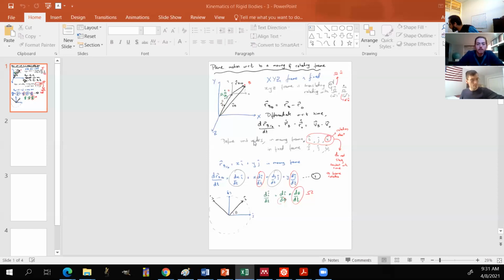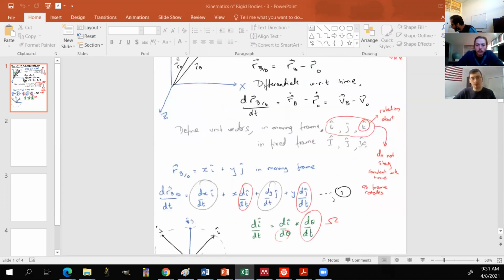And the thing to remember was that in the moving frame of reference, lowercase i hat, j hat, and k hat, well, k hat is constant because we're looking at planar motion. But in theory, in general, for 3D motion, lowercase unit vectors are not constant because you have rotation that's happening. And whenever you have rotation that's happening, the direction of the unit vectors is changing. So you cannot assume them to be constant.